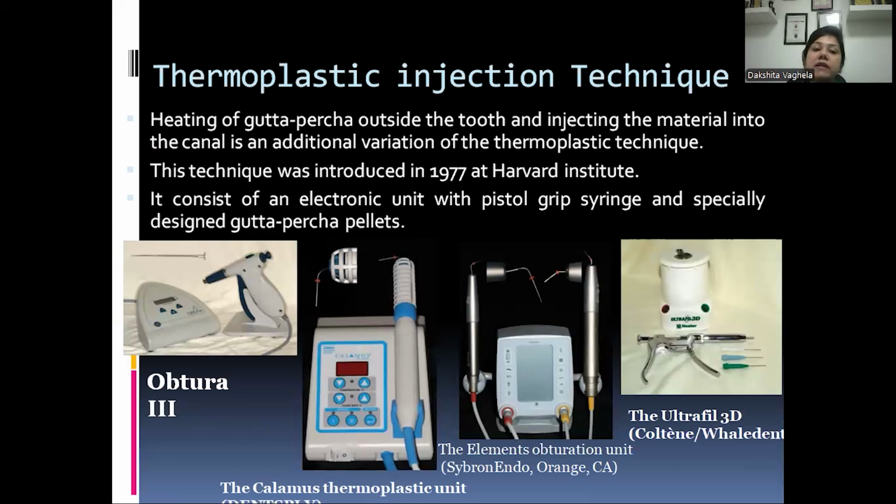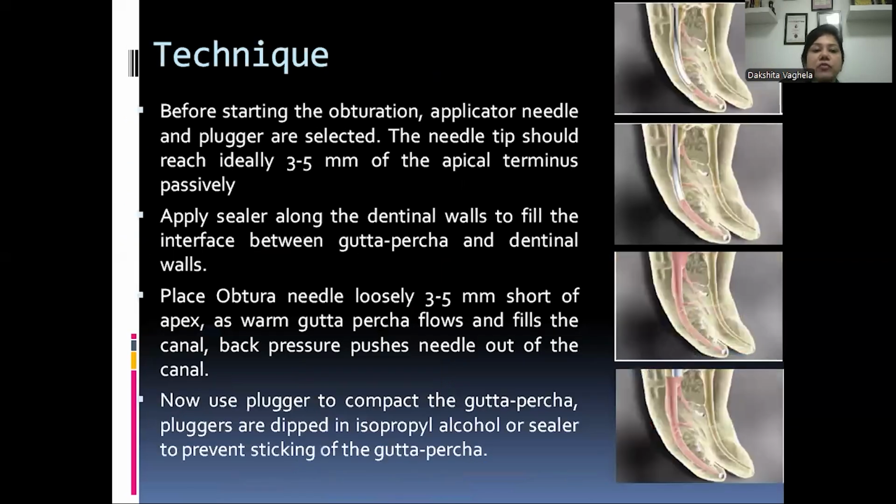Now we have other systems like thermoplastic injection techniques. This is heating of guttapercha outside the tooth and injecting the material into the canal. This was introduced in 1977 at the Harvard Institute. It consists of an electronic unit with a pistol grip, a grip syringe and specially designed guttapercha pellets. So pellets are put into the machine, and then with the piston, the melted GP is injected into the canal. So the technique is, before starting the obturation, the applicator needle and plugger are selected. The needle tip should reach 3 to 5 mm of the apical terminus.